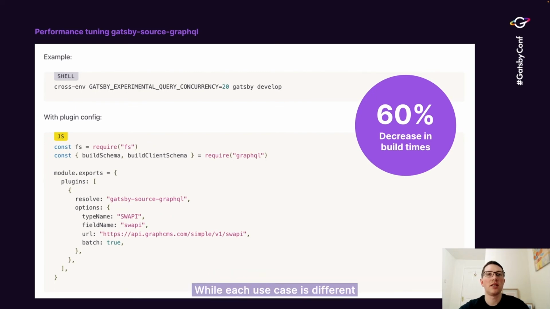While each use case is different and the appropriate values are dictated by the GraphQL endpoint limits, it's certainly worth experimenting with these settings, as we were able to shave about 60% off our build times.